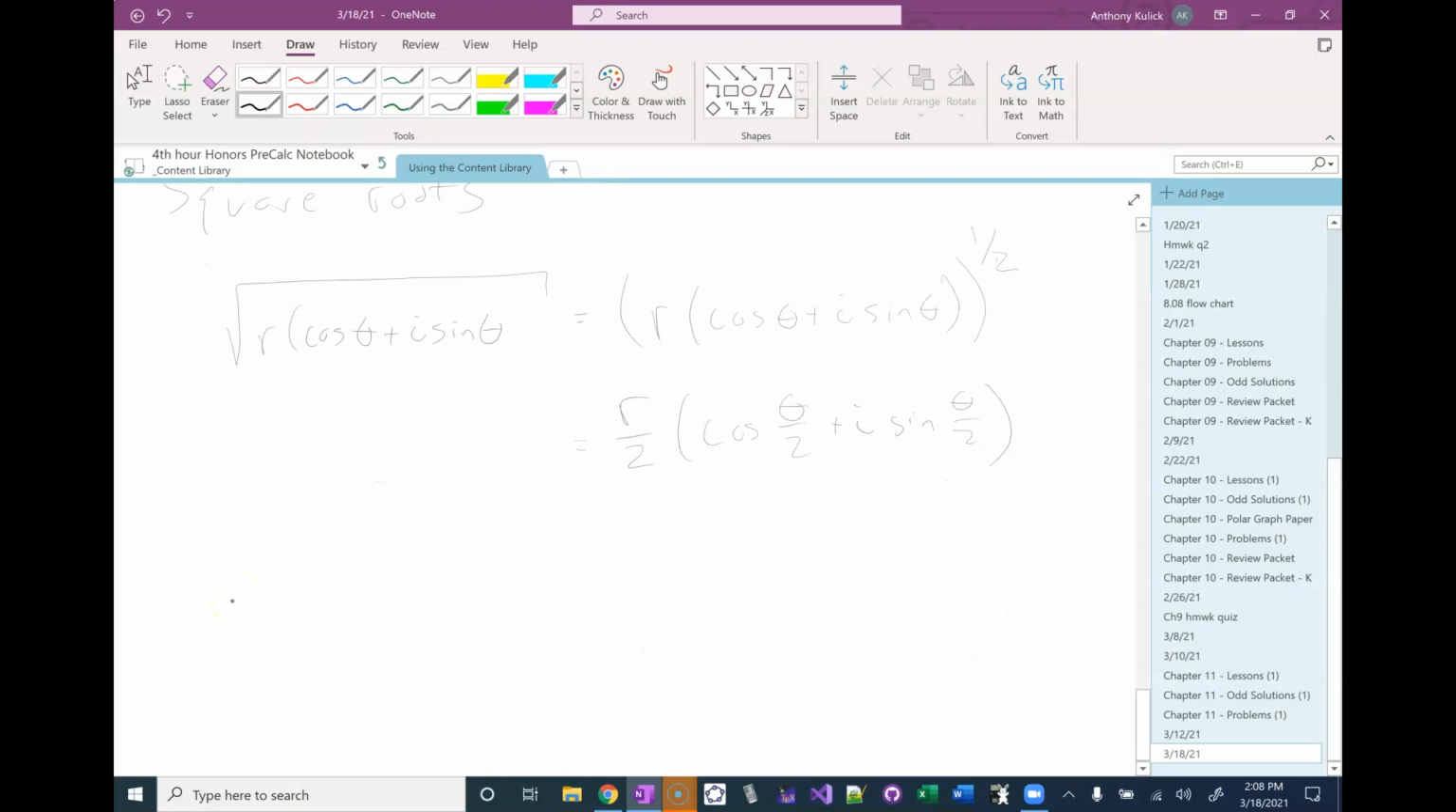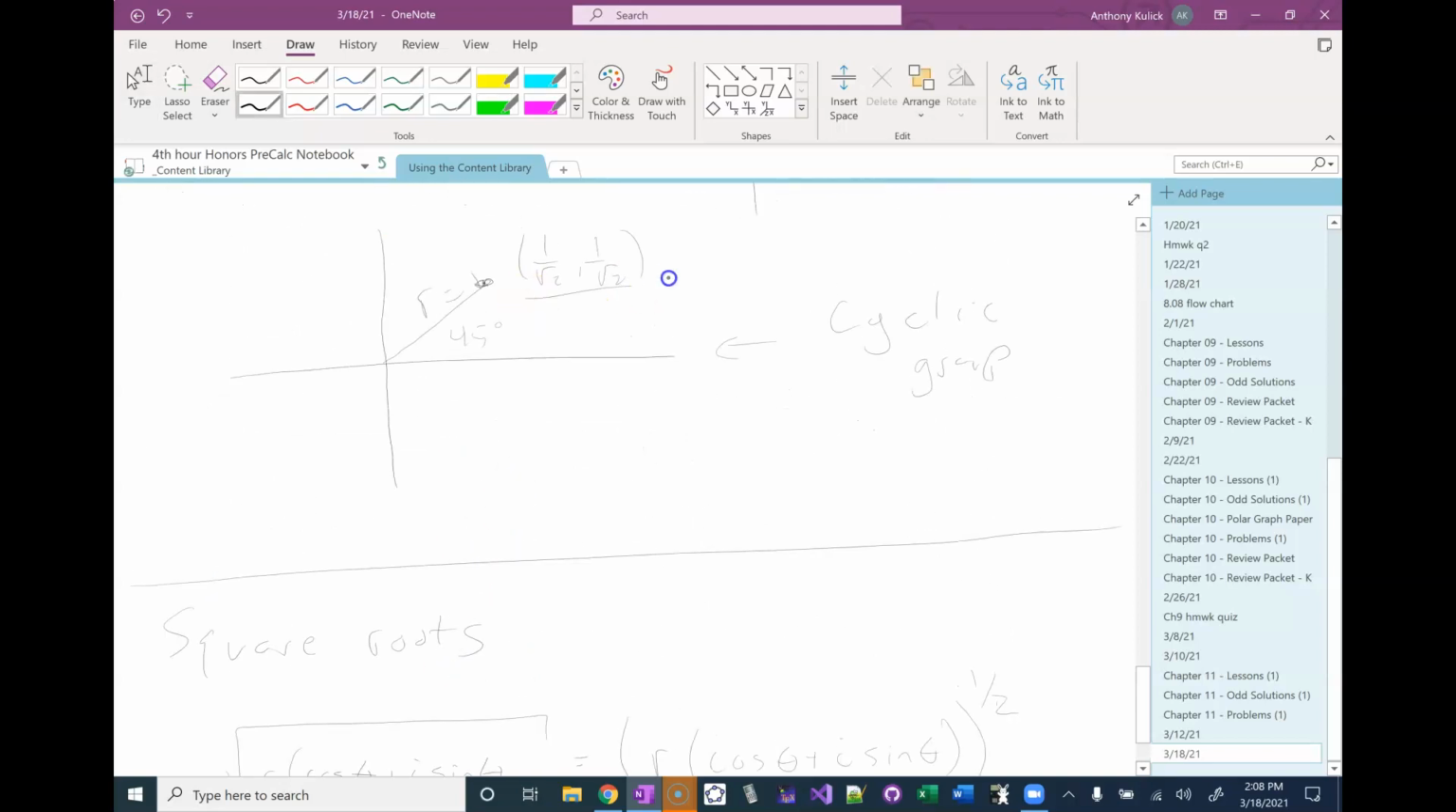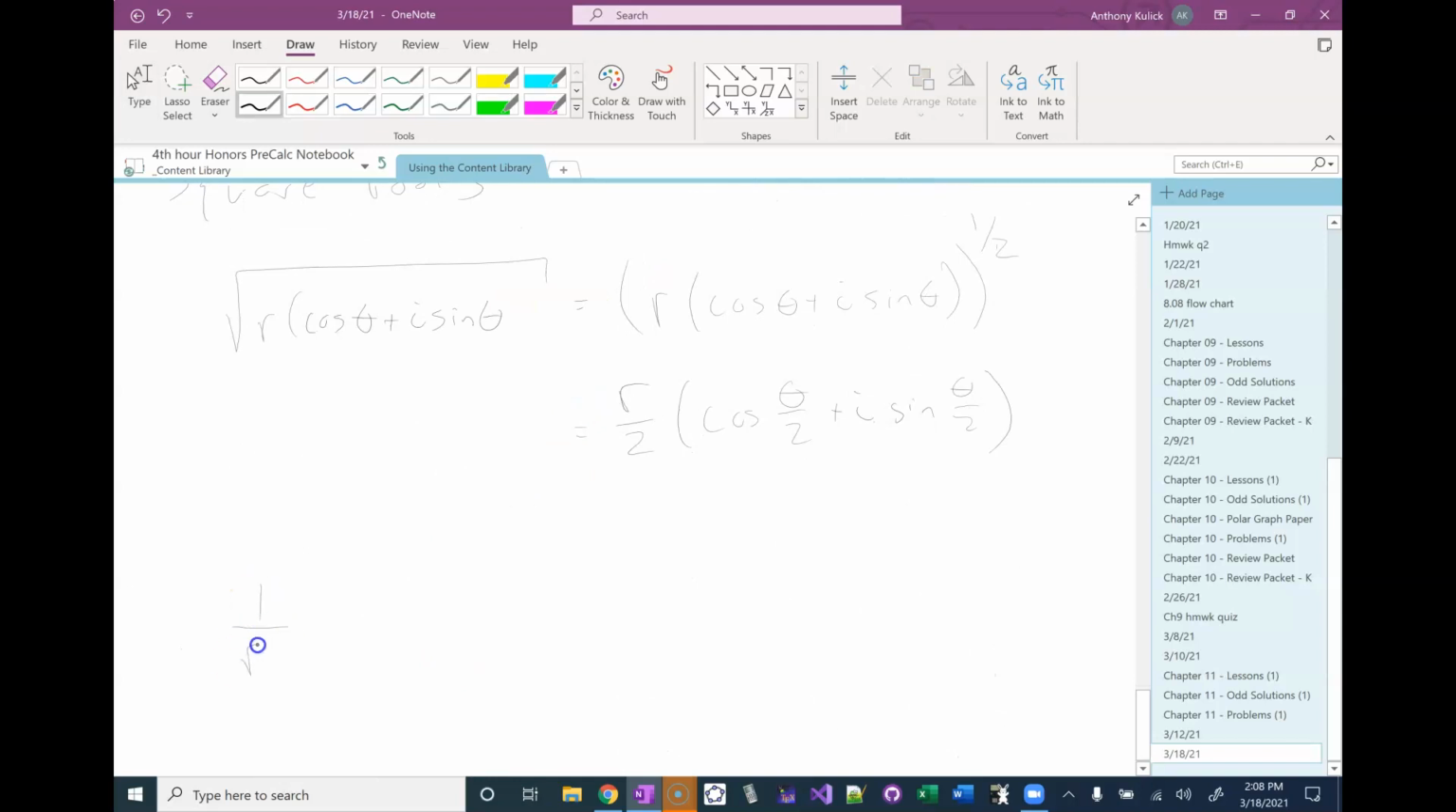Well, let's think back to this example here. If I have 1 over square root of 2 plus 1 over square root of 2i, and I take the square root of that, here's 45 degrees, and our value is here. So when I take the square root of it, it's going to get half as long, and the angle is going to be half as big, right?